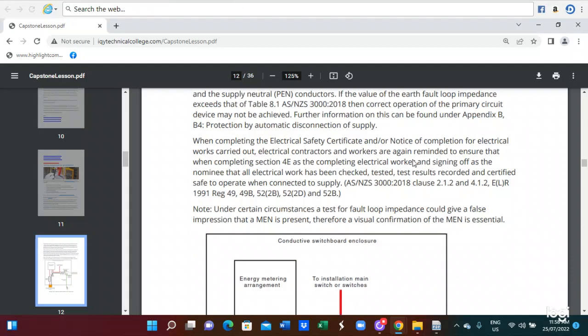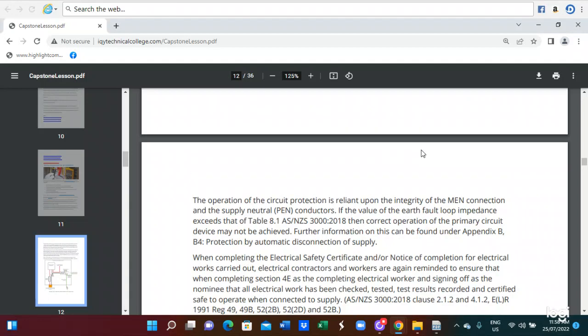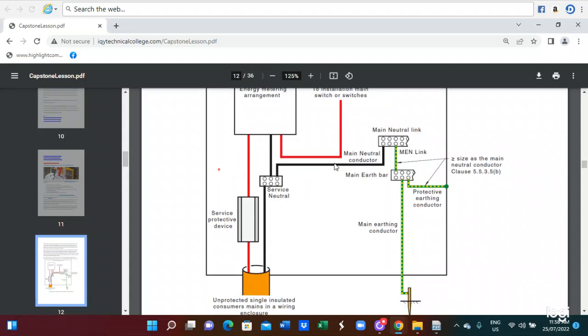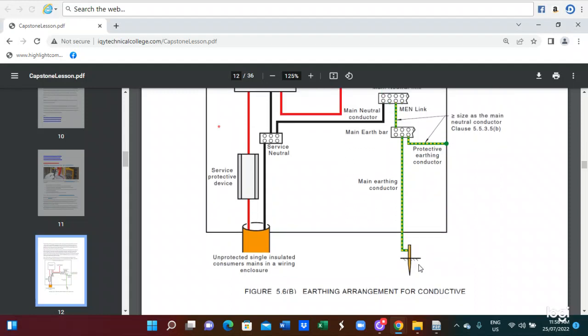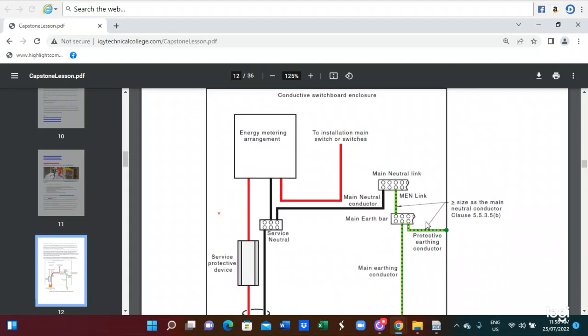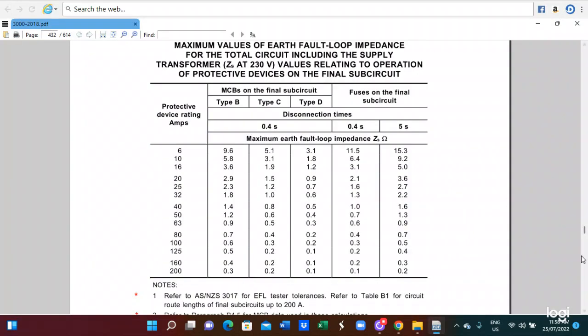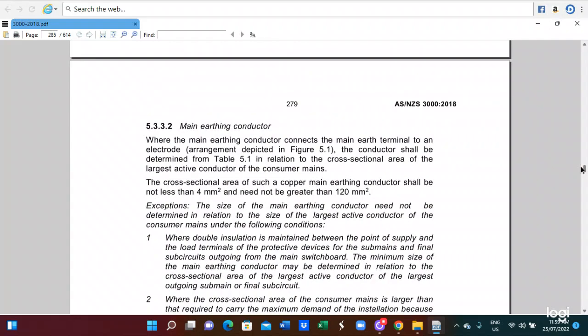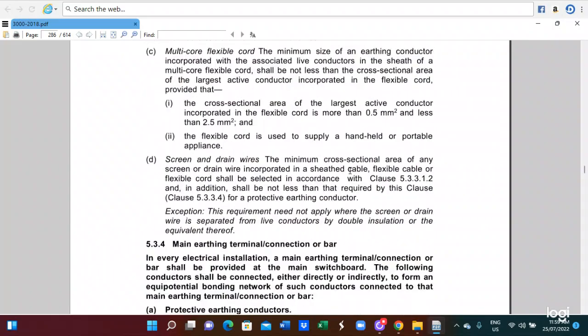So here we have the energy meter arrangement, also the active neutral link, service, and the earthing conductor. So here is the neutral link. In this case, we have to follow the appropriate size of the protective earthing conductor, in accordance with clause 5.5.3.5 of this AS/NZS 3000. So this is the 5.5.3.5. So we go look at the 5.5.3.5. So this is the earth bonding conductor.